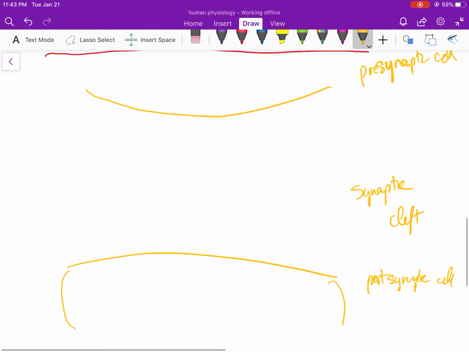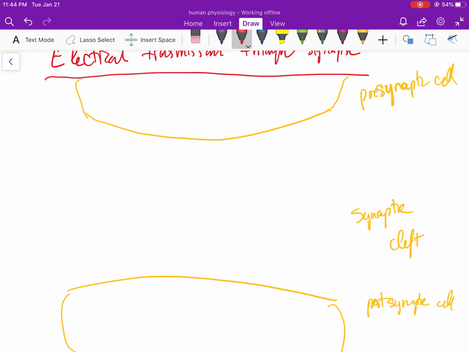Okay, so when the electric current transfers and goes to the presynaptic cell, it will open a voltage gated channel for calcium. And when the voltage gated channel for calcium is open, we will have a rush of calcium into the presynaptic cell.